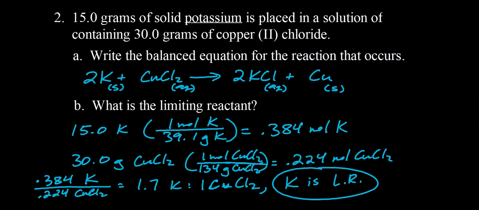Let's go ahead and compare answers. Here's our balanced equation. We found moles of each reactant, and took the bigger number of moles divided by the smaller number of moles to get our mole ratio. We have available 1.7 moles of potassium for every 1 mole of copper(II) chloride. We need 2 moles of potassium for every 1 mole of copper(II) chloride. Therefore, potassium is the limiting reactant.